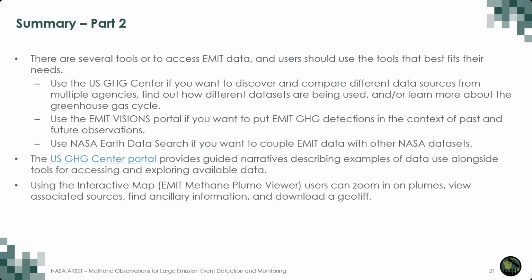He showed us how to use the interactive map from the EMIT Methane Plume Viewer to zoom in on plumes of interest and toggle the plume on and off to see sources on the base map underneath the plumes. We saw several examples of plumes from sources such as oil and gas, landfills, coal ventilation, and a waste lagoon. You can also view ancillary information such as what the maximum plume concentration is and its latitude and longitude, and a link to where you can download a GeoTIFF image.